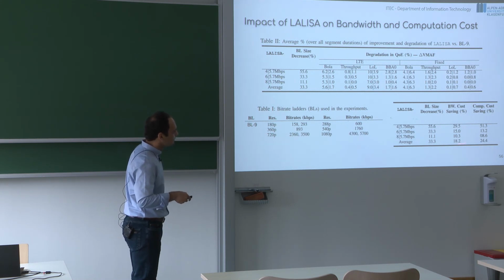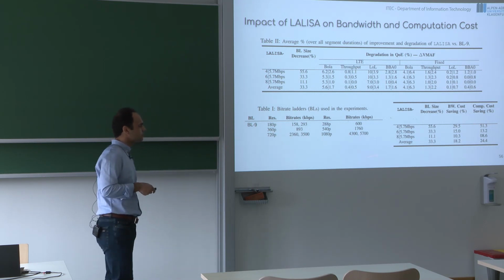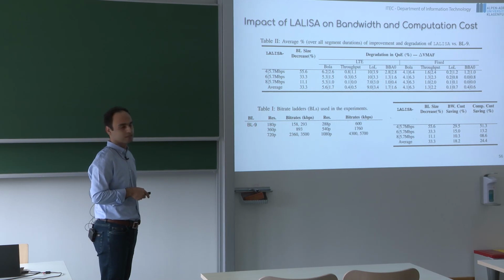And here you can see the bandwidth cost and the computation cost saving. For example, when we have 4, 6, or 8, for 4 bitrates inside the ladder, we have more than 50% computation cost saving.